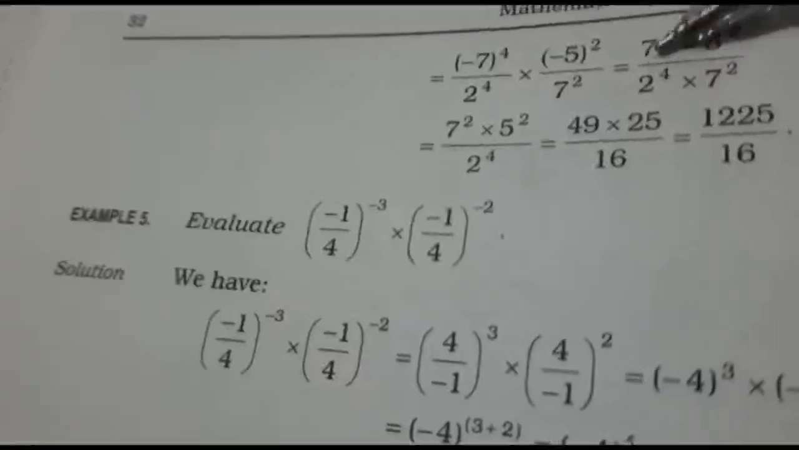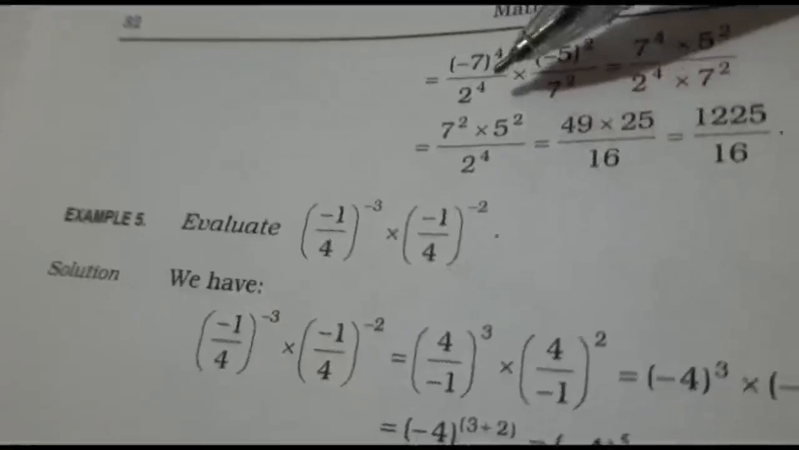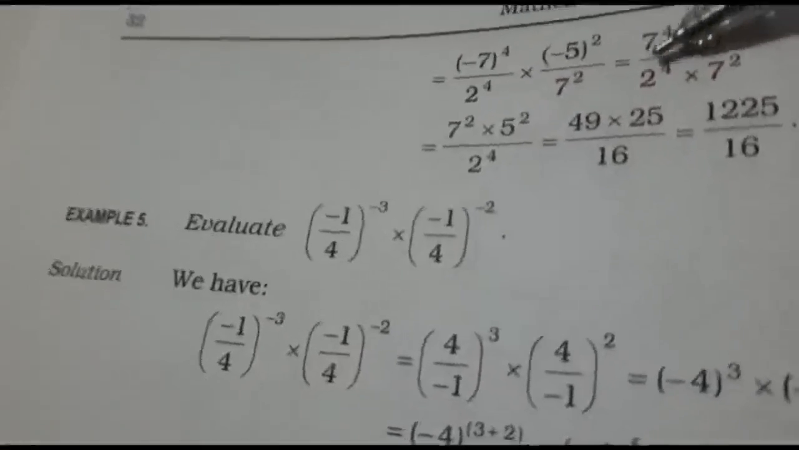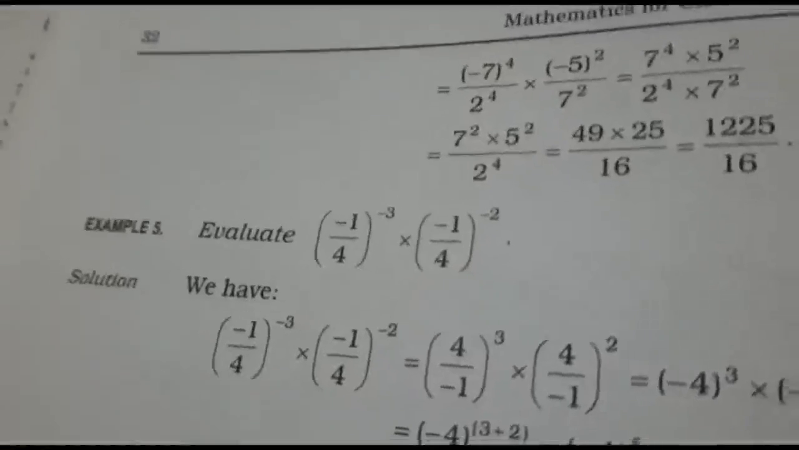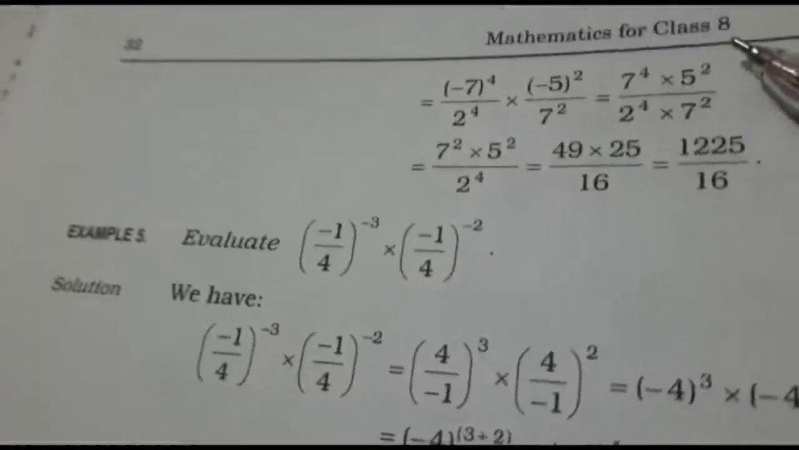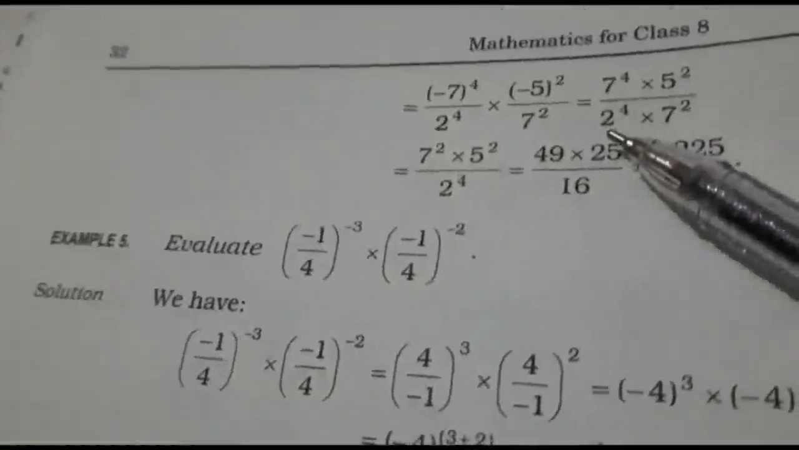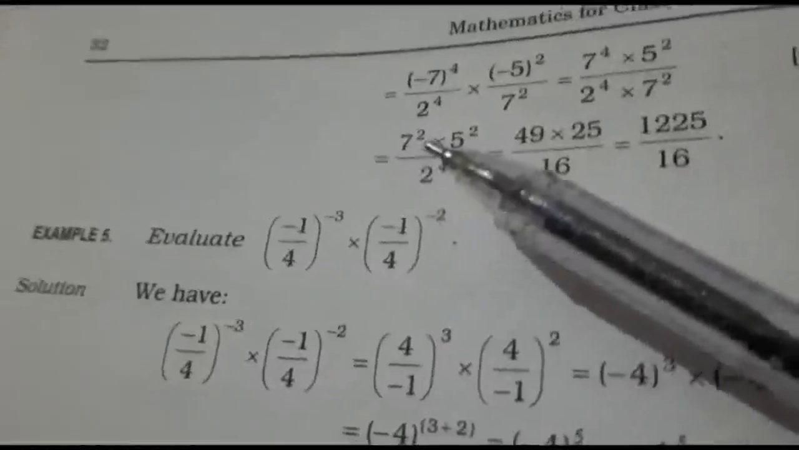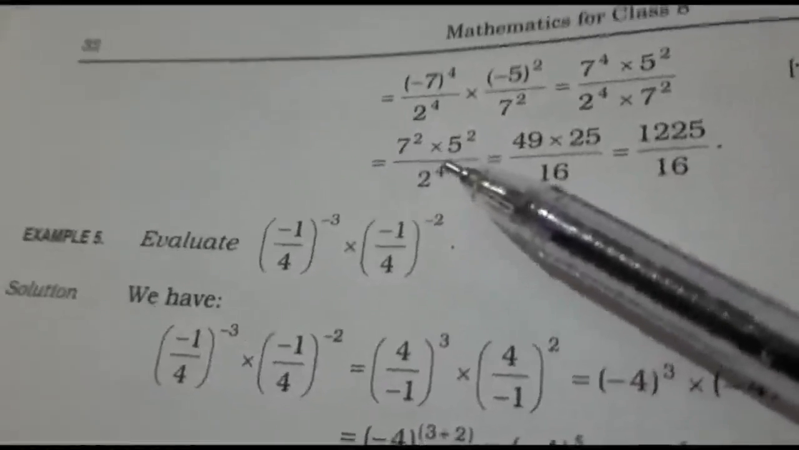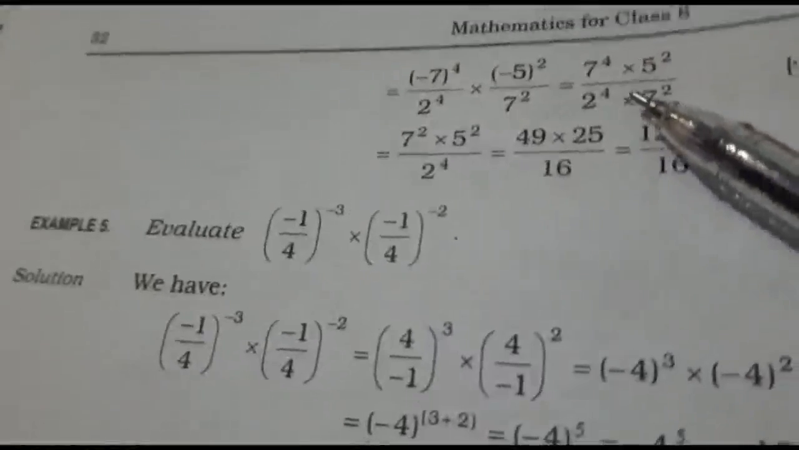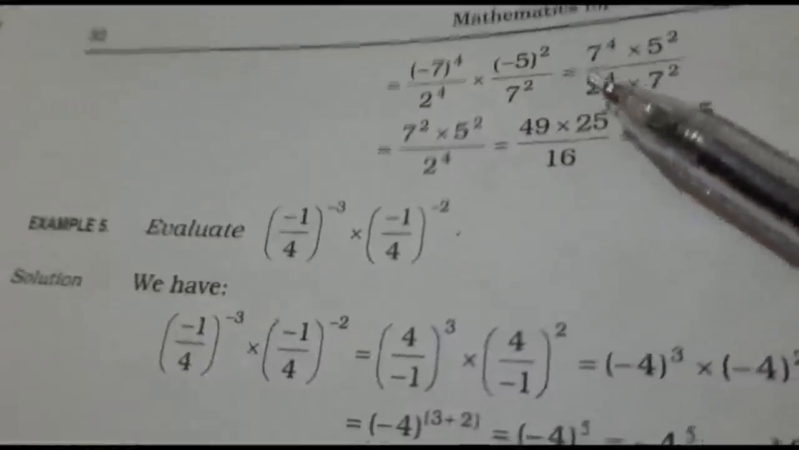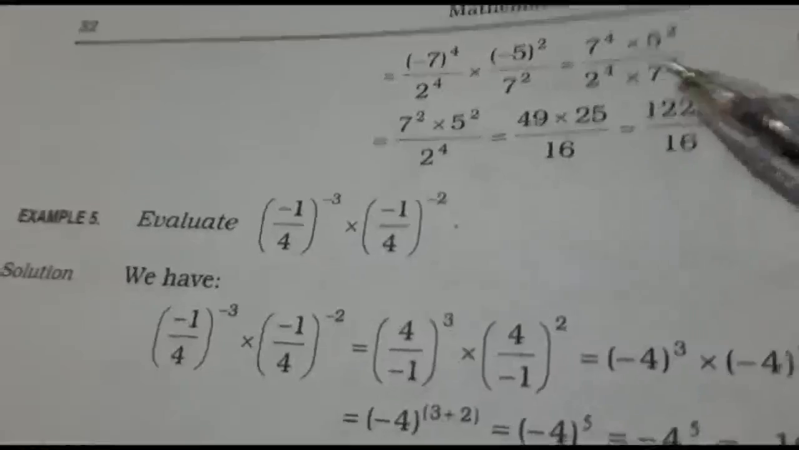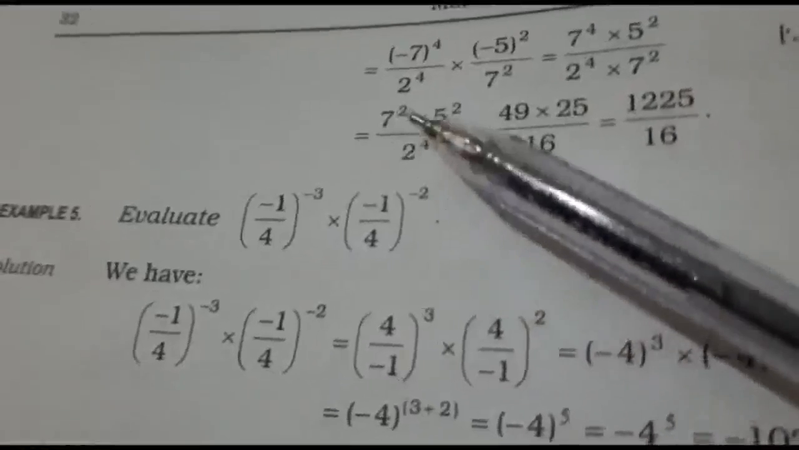That is equal to 7^4, because it was minus 7, but when you multiply an even number of times, it becomes plus 7. So 7^4 × 5^2 upon 2^4 × 7^2. That is equal to 7^2. Now why only 2 is left? Because in the denominator you had 7^2 and in the numerator you have 7^4. So 4 minus 2, only in the numerator 7^2 is left.